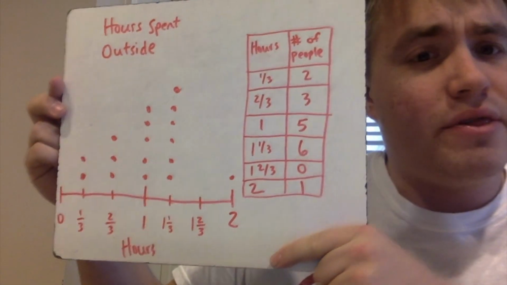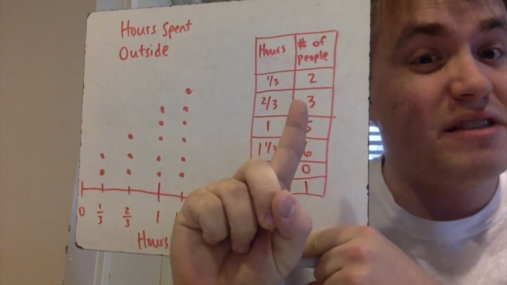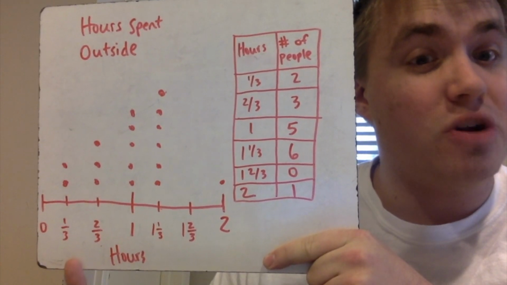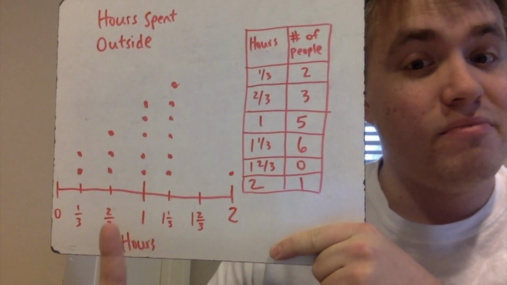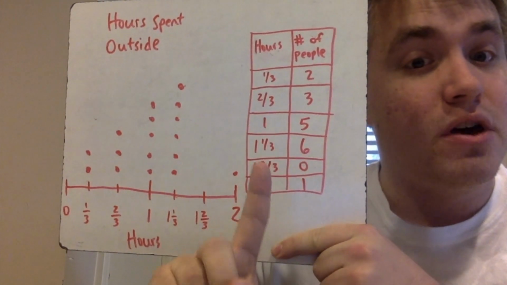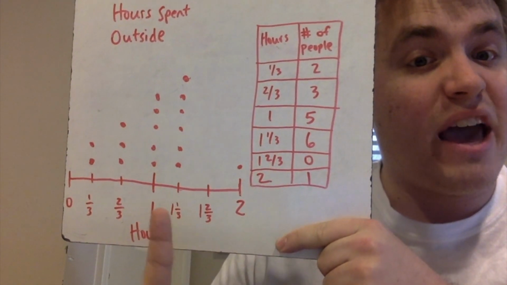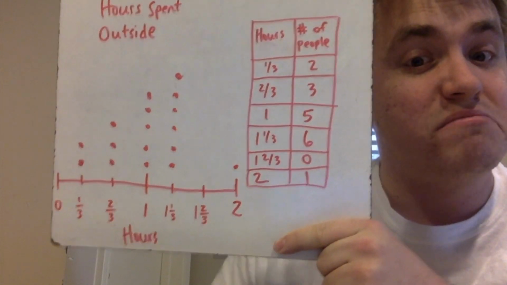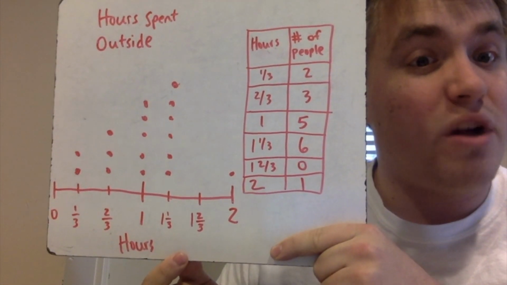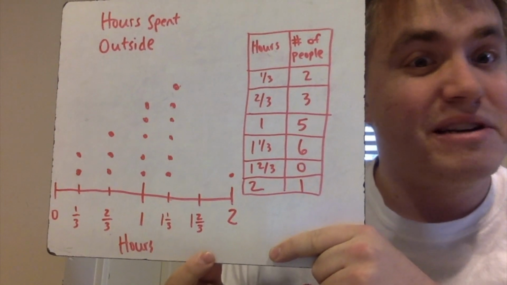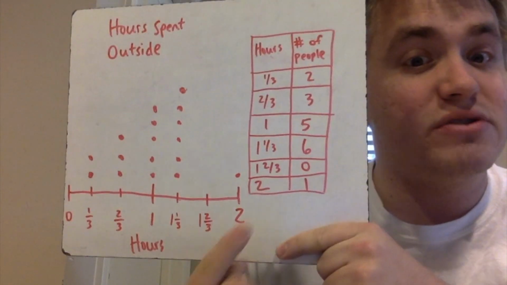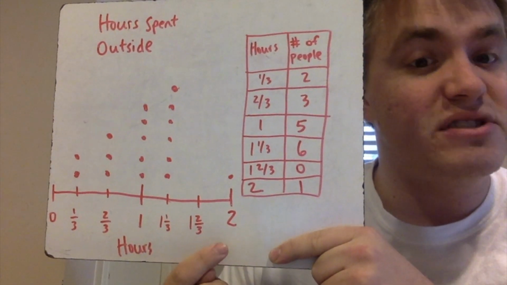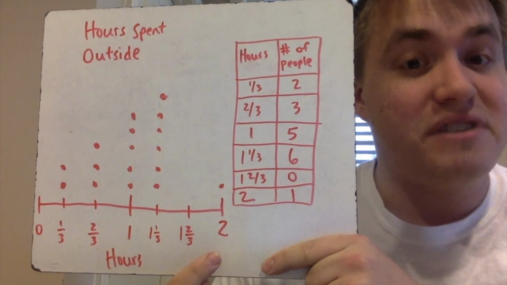So for my 1/3 of an hour, I have 2 people that spent 1/3 of an hour outside. So I have 2 dots above my 1/3 mark. For 2/3, I have 3 dots to represent the 3 people. For 1 hour, I have 5 dots because I know that 5 people spent 1 hour outside. 6 people spent 1 1/3 of an hour outside. No one spent 1 2/3 of an hour outside, and I know that because I have a 0 right here in my table. And 1 person spent 2 hours playing outside.